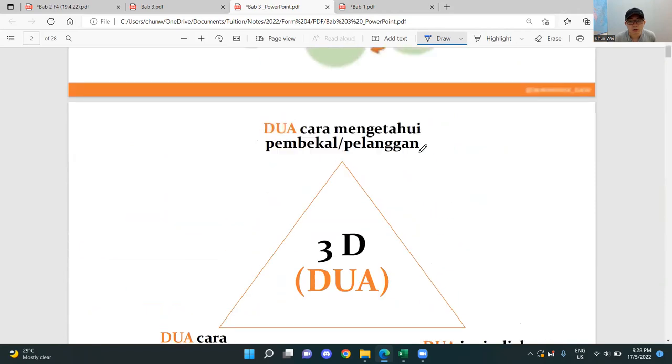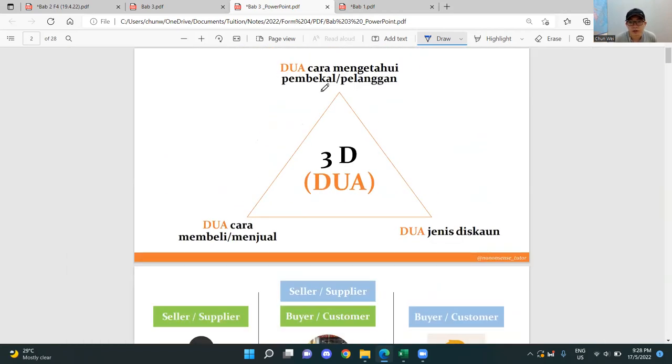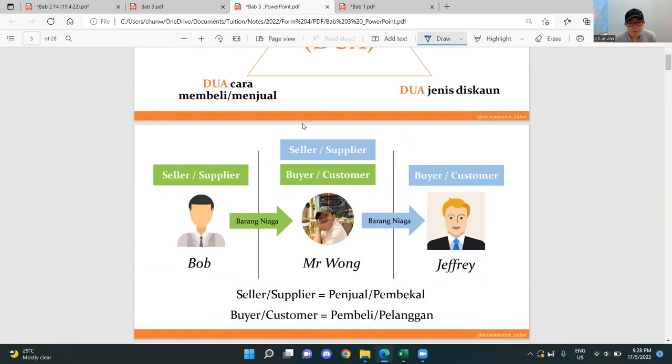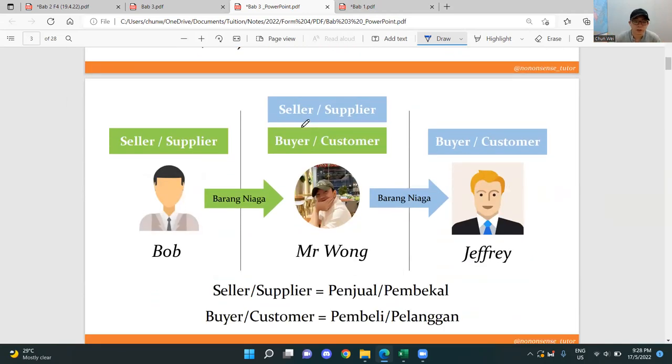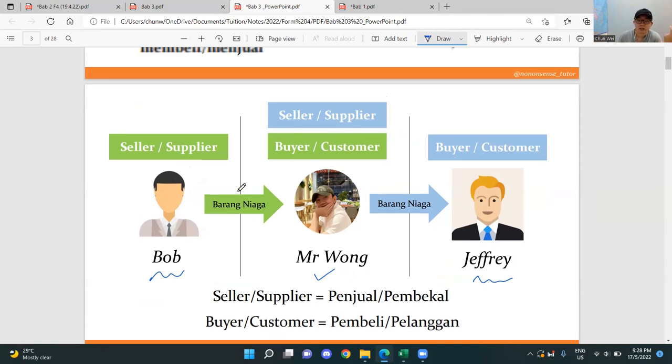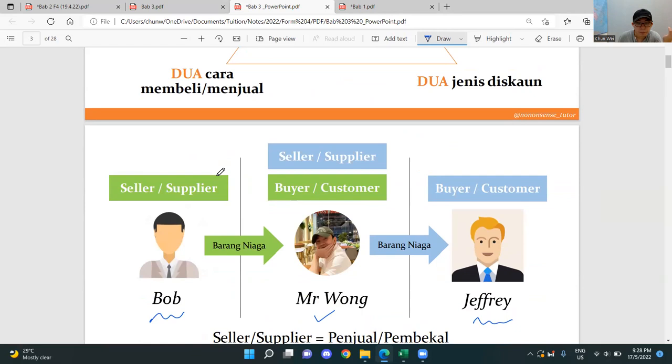So now the 3D. Earlier I already said that 3D, as we go on, we will talk about it. Here you can see that I made an image, something like a diagram for you. These are my friends, Bob and Jeffrey, and this is me. In a typical, traditional business, they always must have a supplier, or we call a seller, someone who sells the stuff to me.